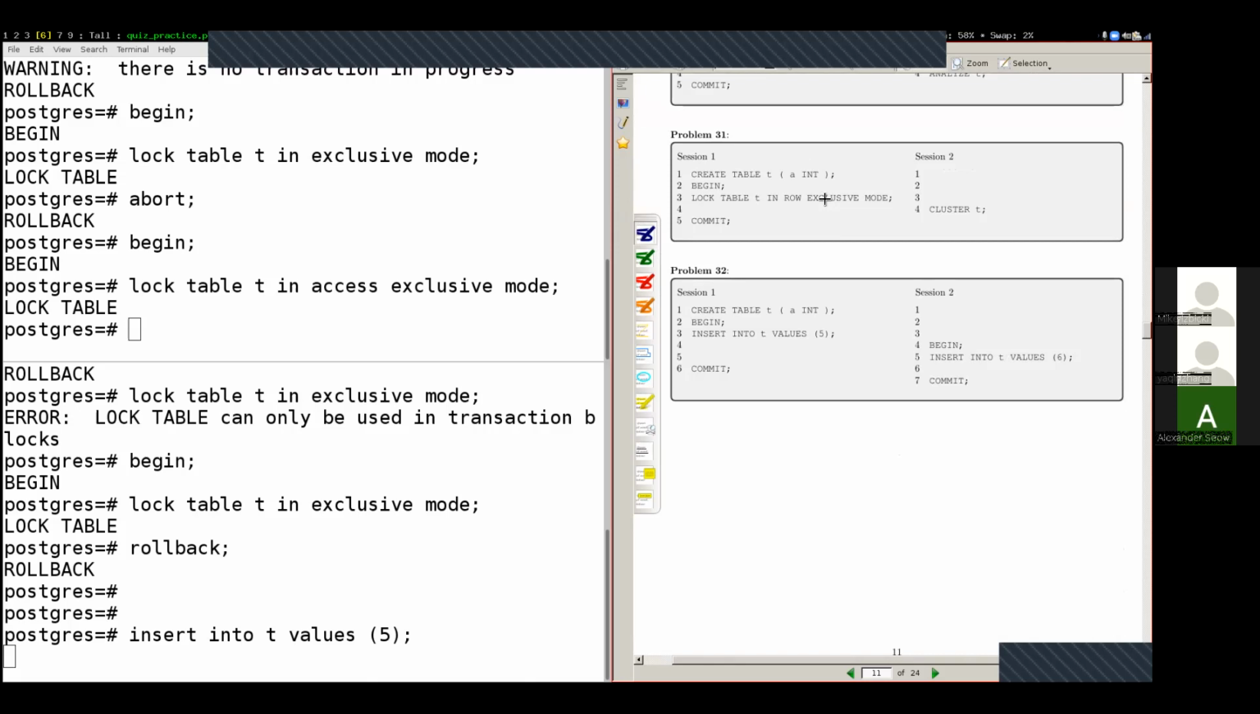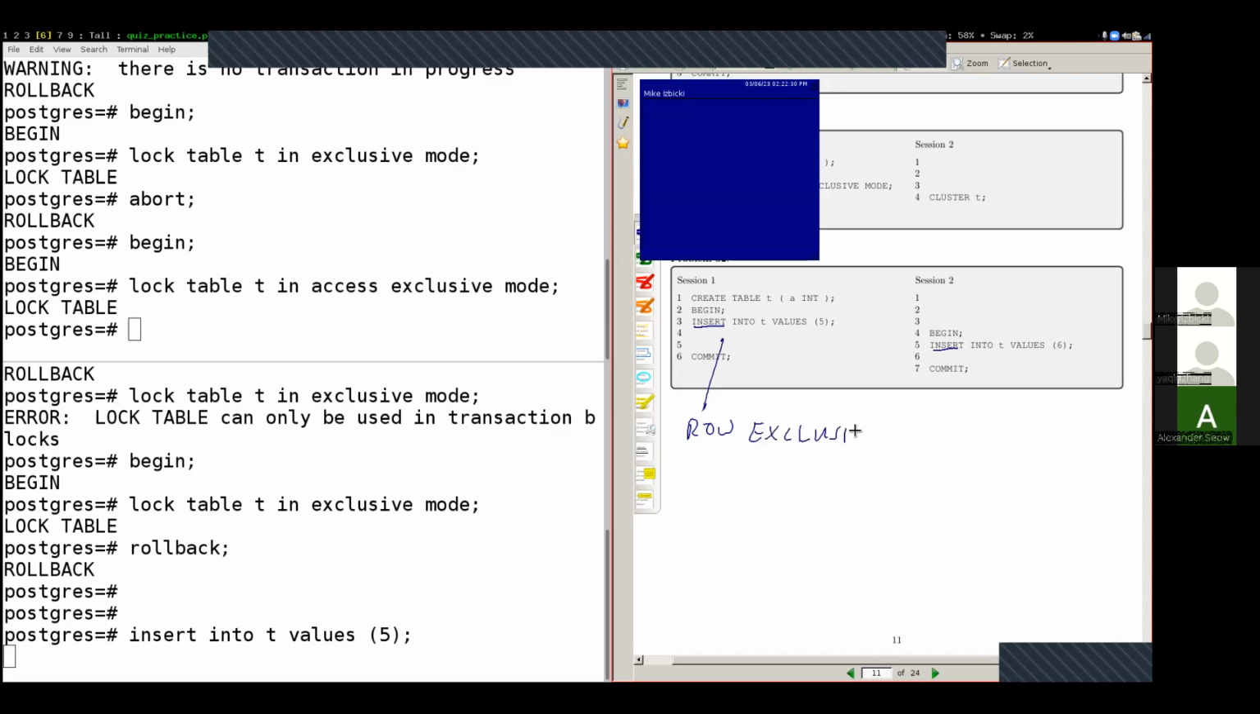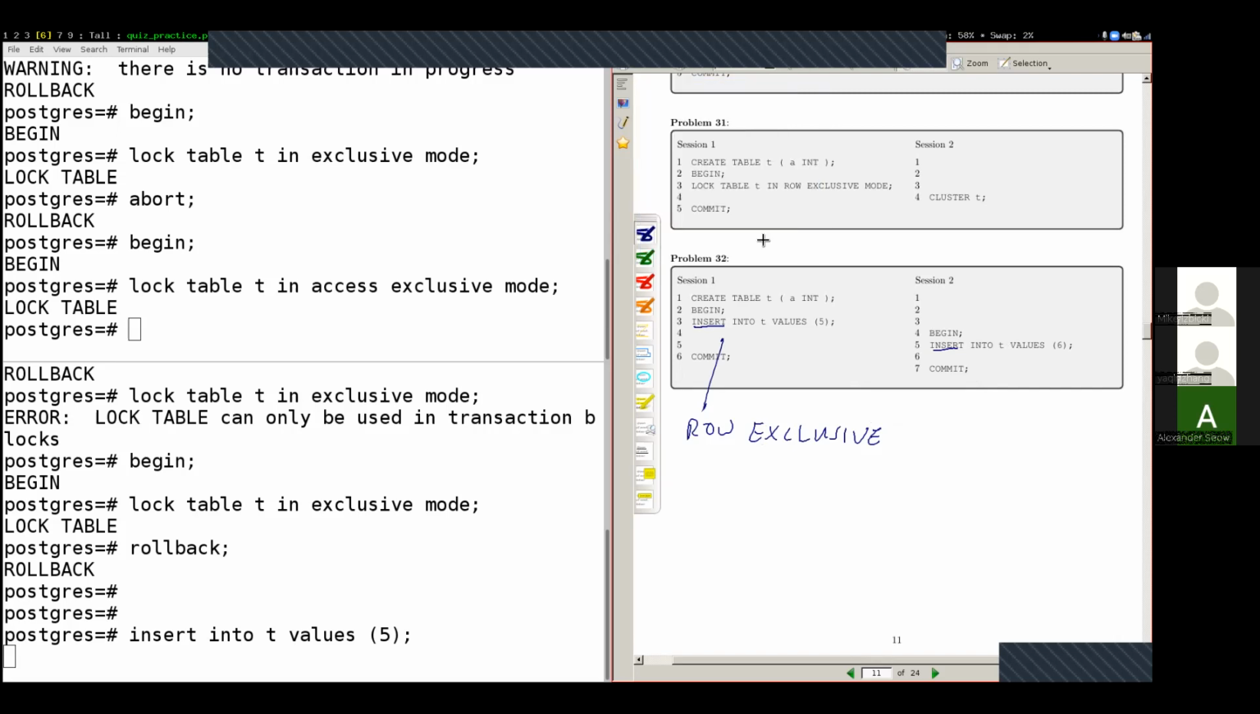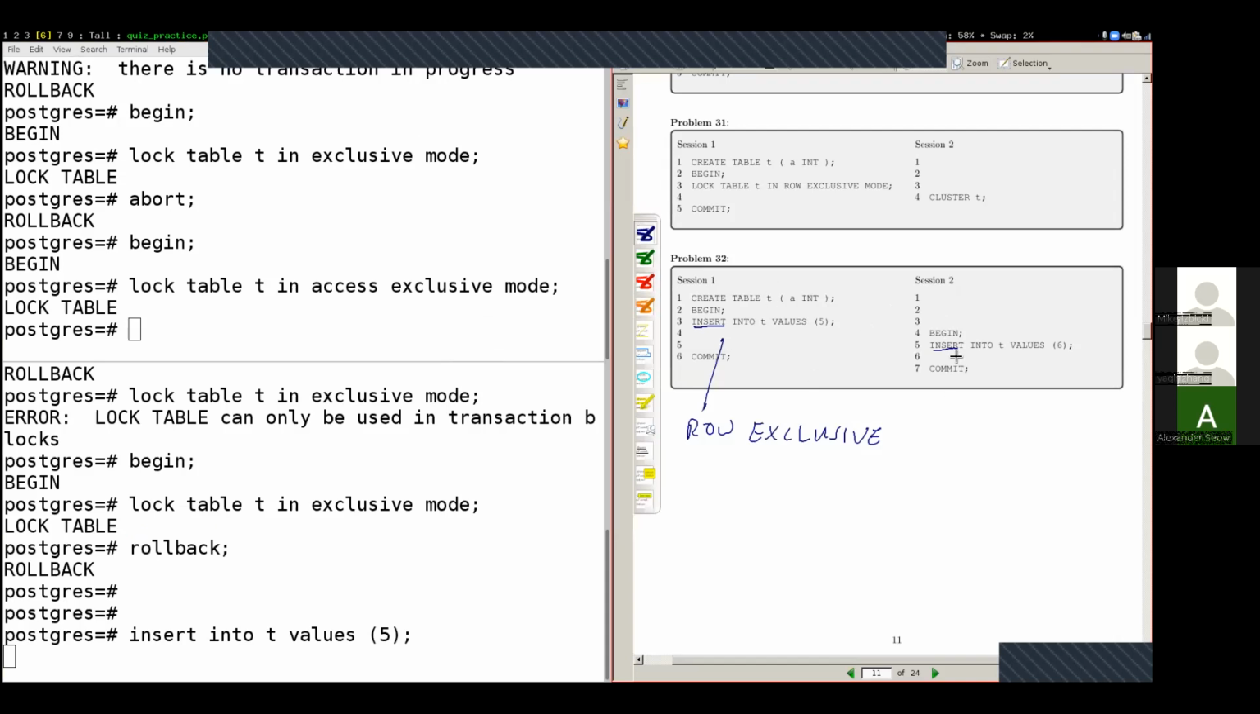Let's go to problem 32 right here. We do have an implicit command, an insert command over here, an insert and an insert. Both of these will be acquiring the row exclusive lock level. So line 3 is equivalent to just having an explicit lock on row exclusive. To figure out whether line 5 will block or not, we come over here, find the row exclusive column, see that there's no X right here, so it should not block. So I should be able to do both of these sessions without blocking at all.